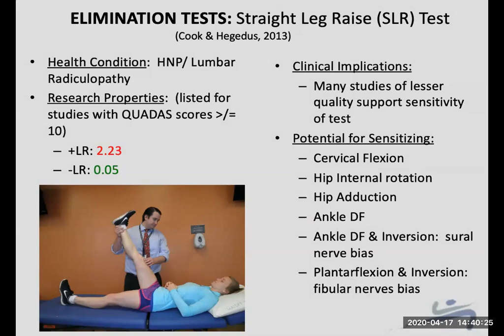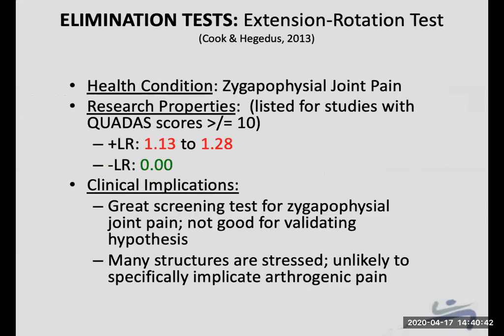And again, we can have different sensitizations, and one of the sensitization maneuvers that I left out is we can also use the neck flexion and then coming back to neutral, like we saw with the slump test there. So our extension rotation test, and this being a test for zygapophyseal joint pain.